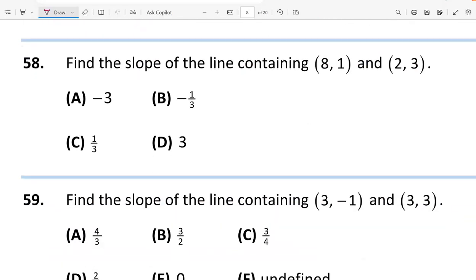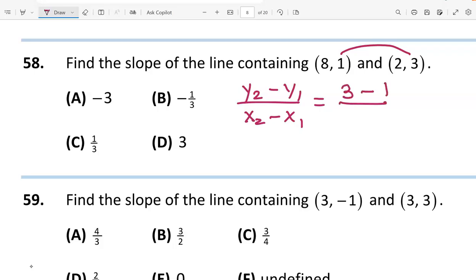In 58, we are finding the slope of the line. Slope is rise over run. Rise is the subtraction of the y values, and run is the subtraction of the x values. It doesn't matter the order that you subtract in as long as you do it consistently. Let's subtract those y values first, 3 minus 1, and then subtract the x values next. That would be 2 minus 8.